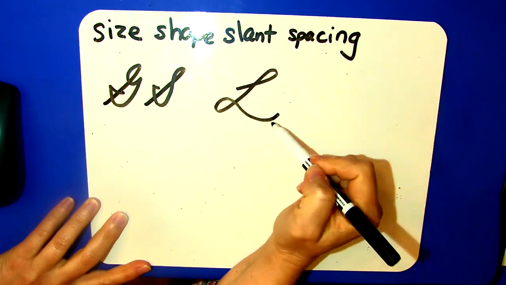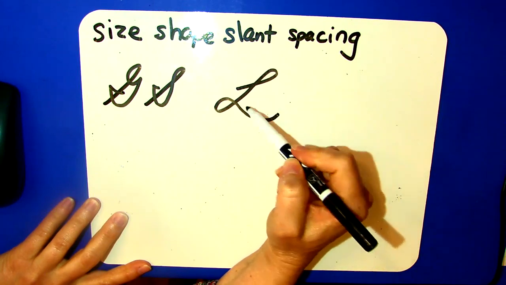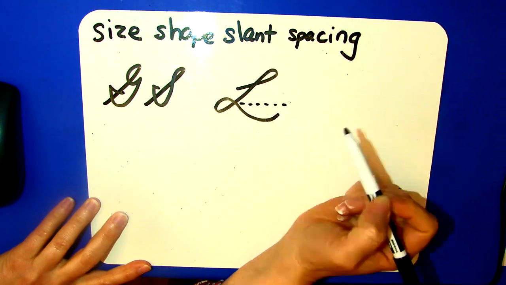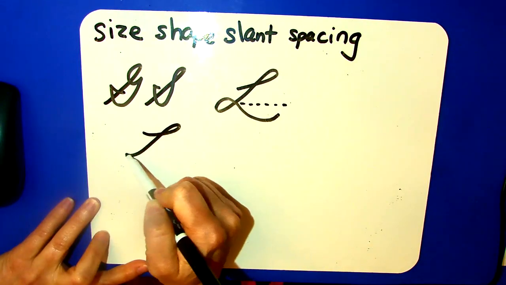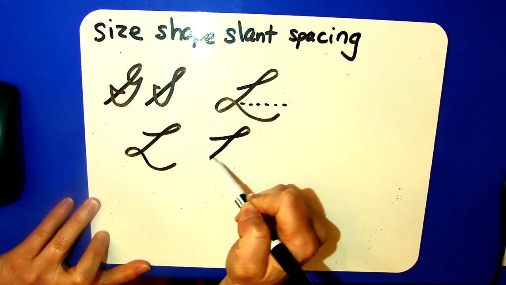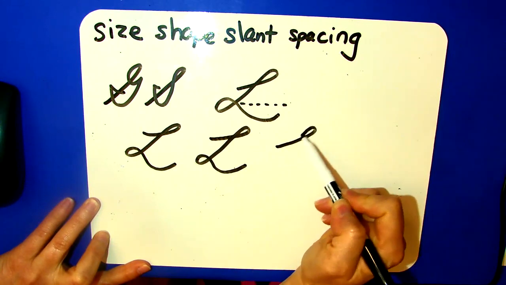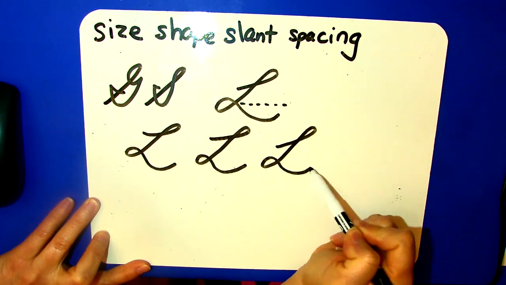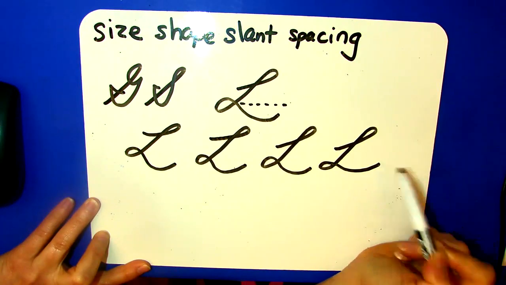Now you might think that because it ends over here, it connects to other letters in the word, but it doesn't. L does not connect. Undercurve loop, little loop, dip. Undercurve loop, little loop, dip.